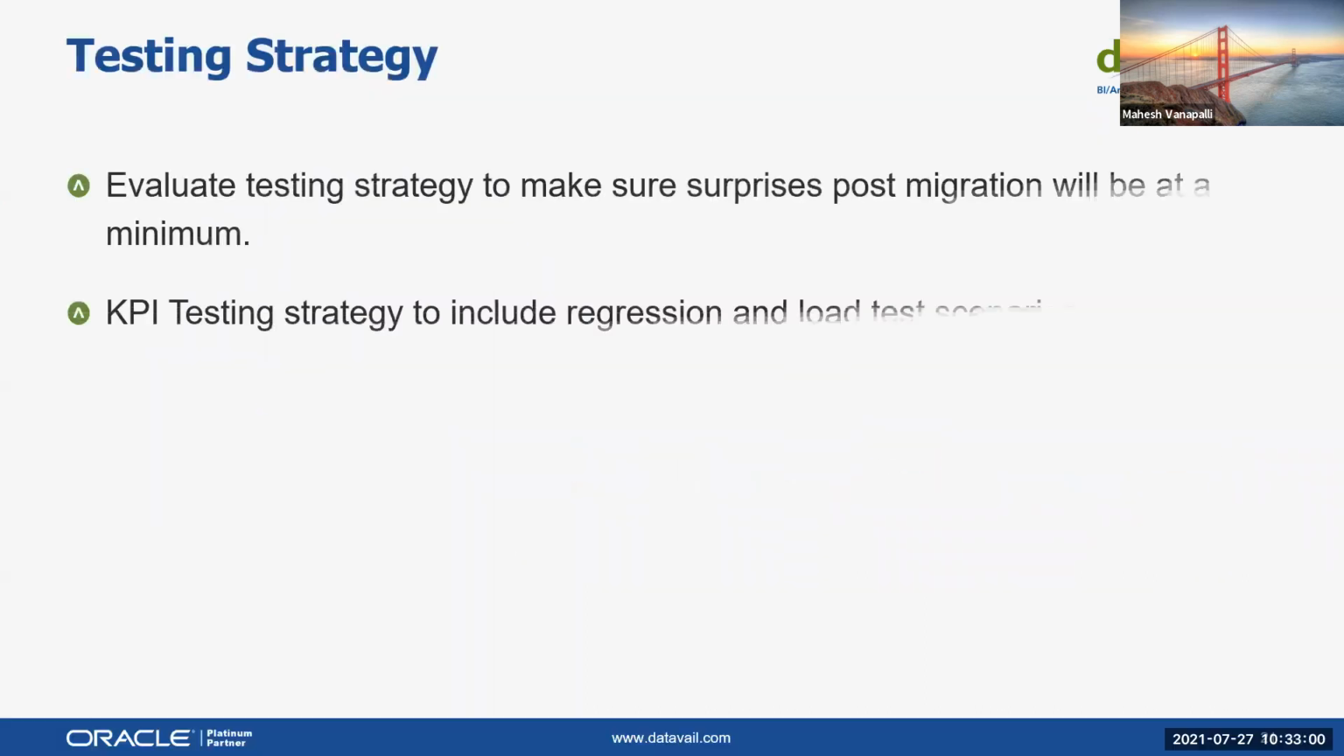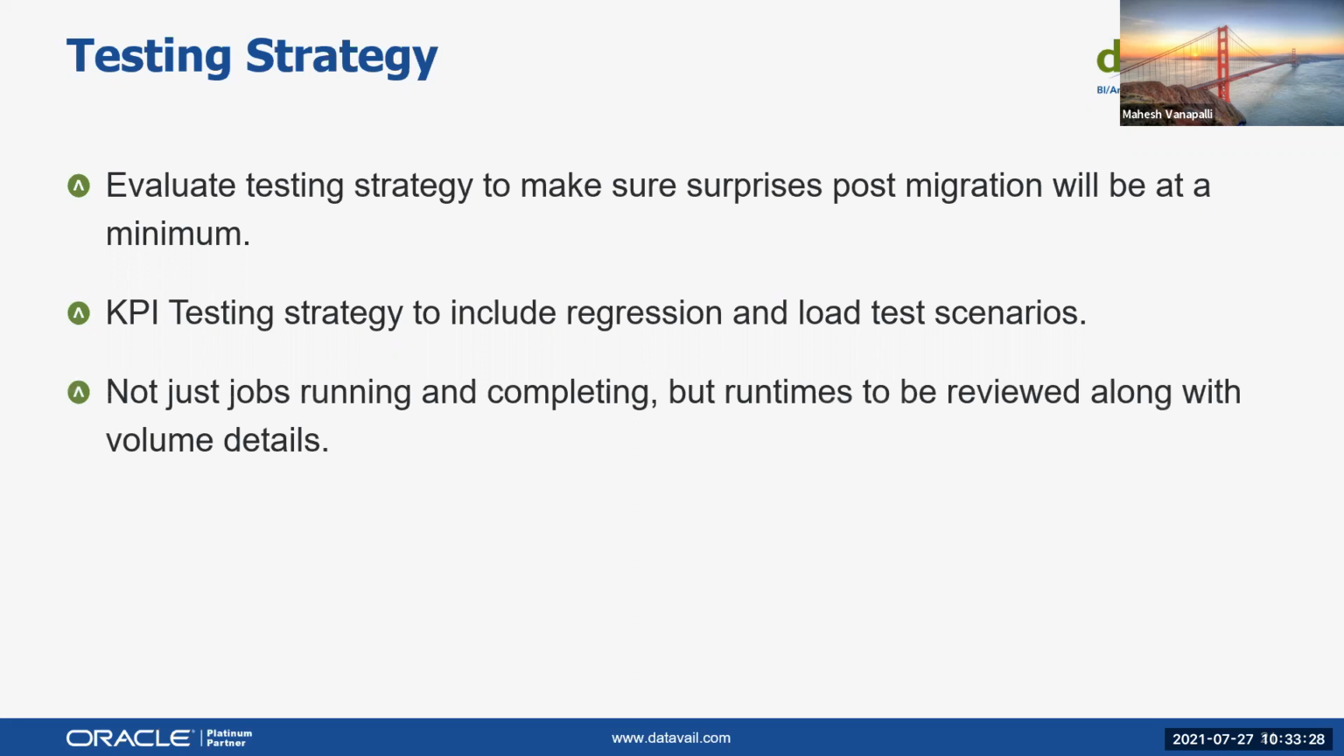And the next one is the testing strategy. We talked about it a little bit earlier. In the testing strategy, identify all interface jobs, make sure of their connection methods, their volumes related to each interface job, and then make sure they complete. And then the other factor that we need to consider is the load test scenarios. And how do you replicate that true end user load test scenario?